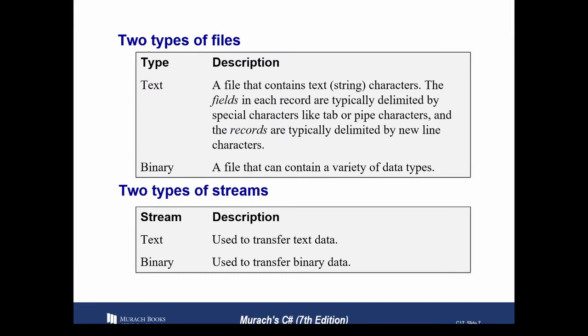All right. Now, two types of files: text and binary. Okay, and two types of streams, text and binary. But the text file is a file that contains text or string characters. The fields in each record are typically delimited by special characters like tab or pipe characters, and the records are typically delimited by new line characters. Okay, and we'll skip the binary. And two types of streams used to transfer text data. Okay, so just keep some of this in mind.